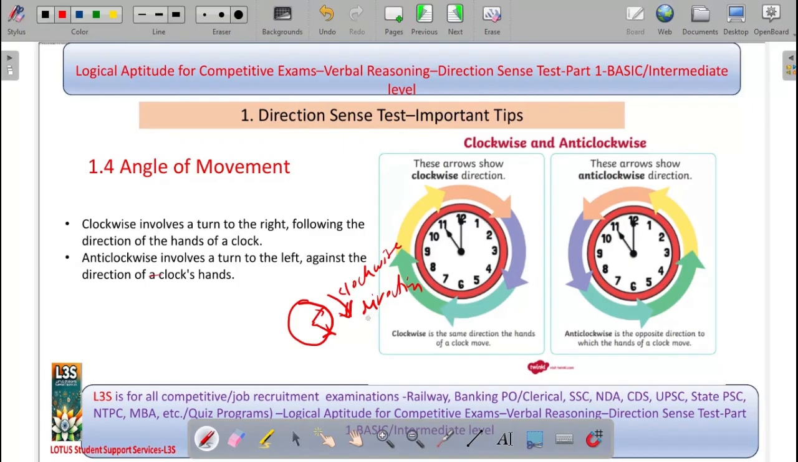So it is moving towards the right, and when it moves in the opposite direction, it is called anti-clockwise movement. This is anti-clockwise movement. It is moving towards the left, against the clock's hands. So this is the difference.